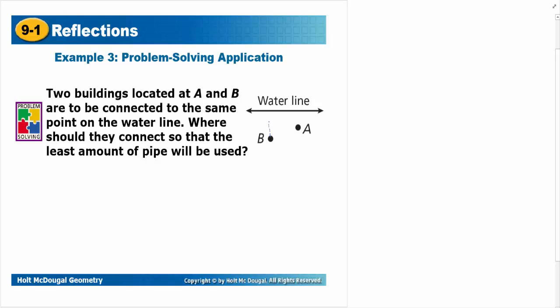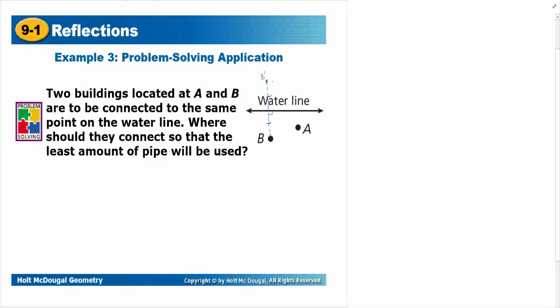Now remember how we do the reflection. We draw our line to the line of reflection, which in this case is the water line, and then we draw that same segment on the other side at the same distance. And we're going to have B prime. Now that is not where your building is located, but check this out.